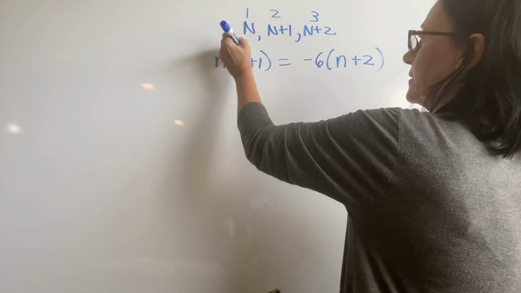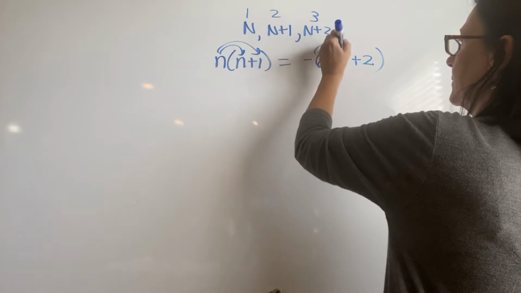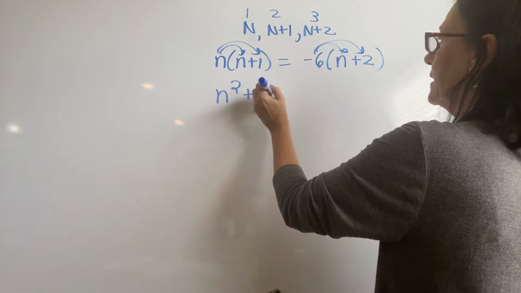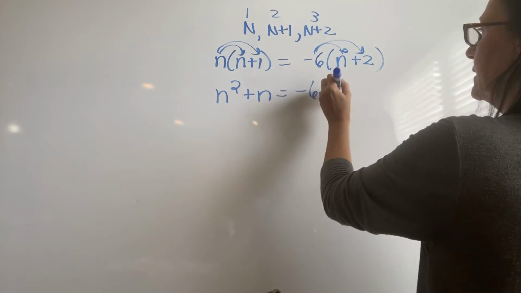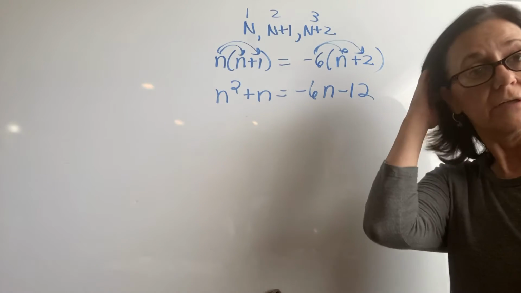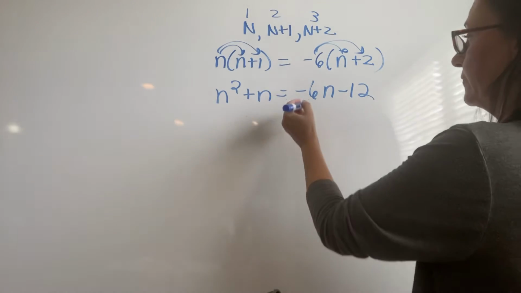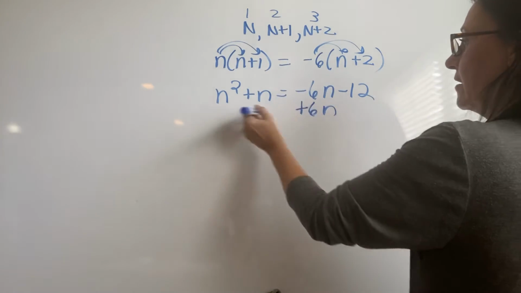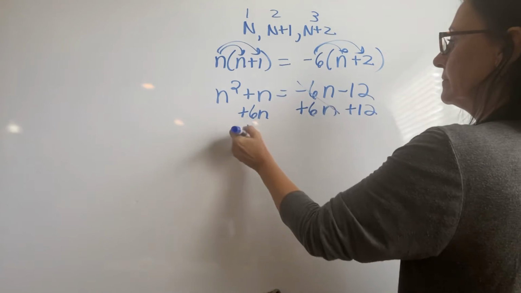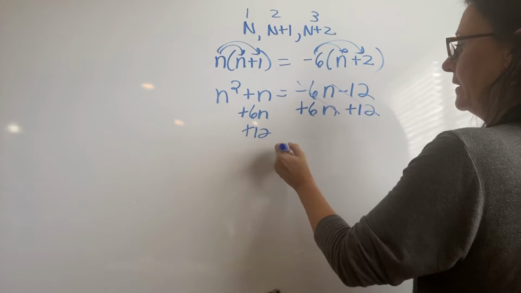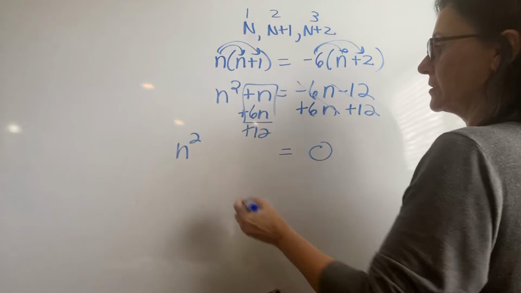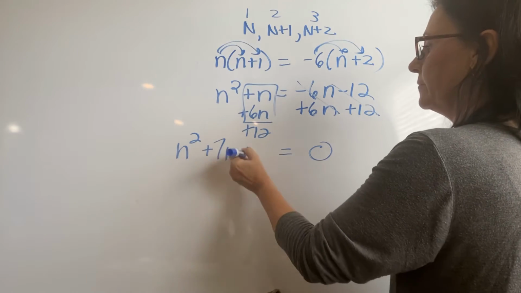All right, we'll distribute the n, and we'll distribute that negative 6. So we have n squared plus n equals negative 6n minus 12. I have an n squared. I know I'm going to have to factor. I'm going to set it equal to 0. So I'm going to add 6n on both sides, and I'll add 12, and it equals 0. So we have n squared, these are like terms, plus 7n plus 12.